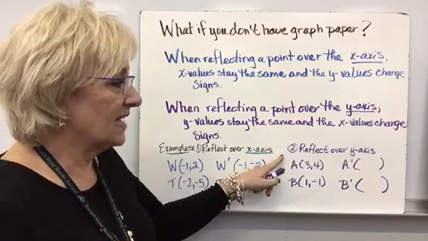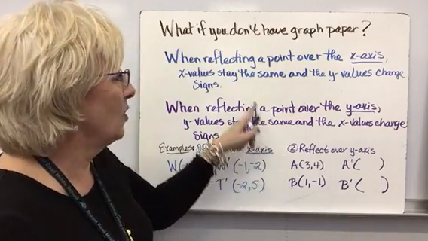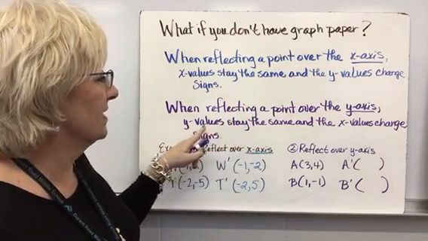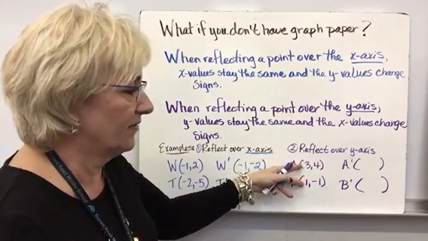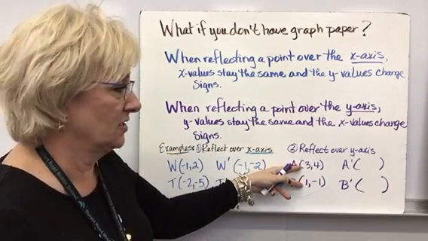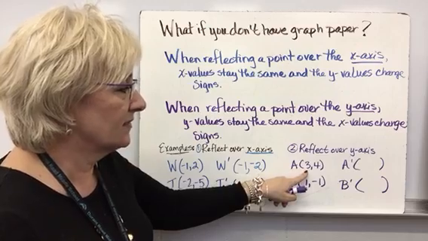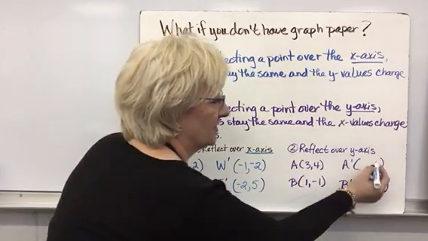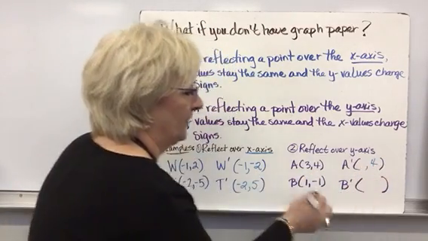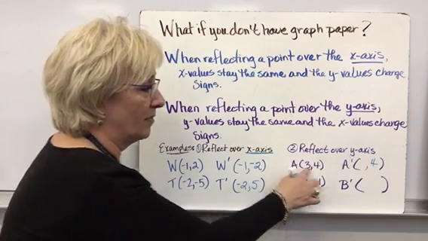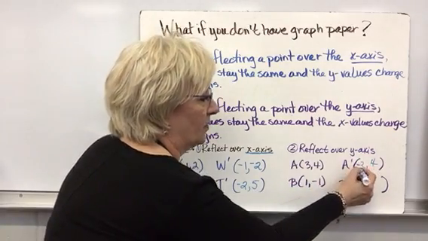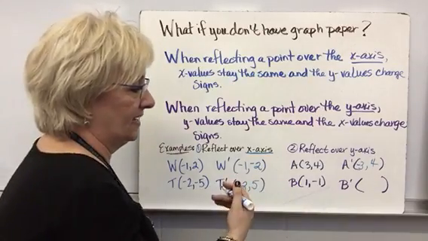Look at reflecting over the y-axis. I know when I reflect over the y-axis that my y values are going to stay the same. It's the x values in the front of the coordinate point that are going to change. If this is a positive 3, and I know the y values are going to stay the same, I'm just going to put a 4 here. I've got a positive 3 here. The opposite of a positive 3 is a negative 3, or the opposite sign is negative.